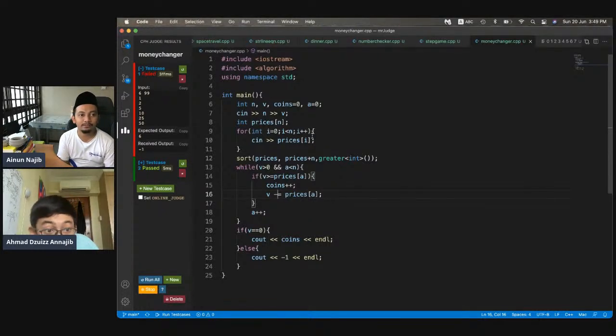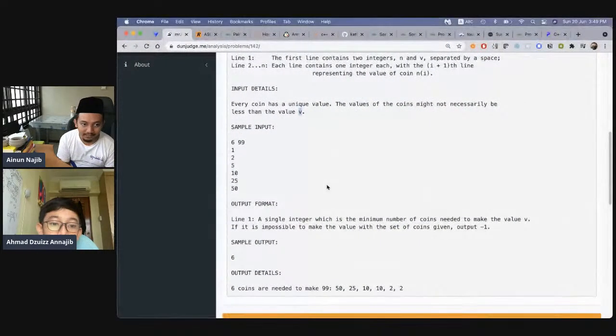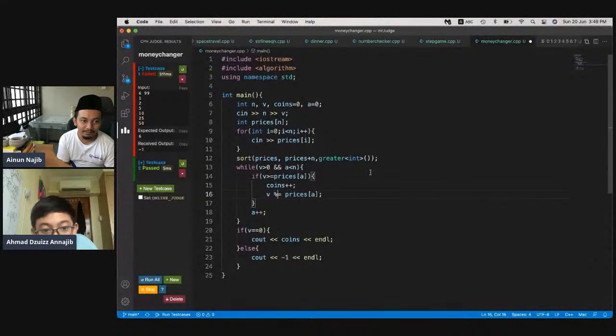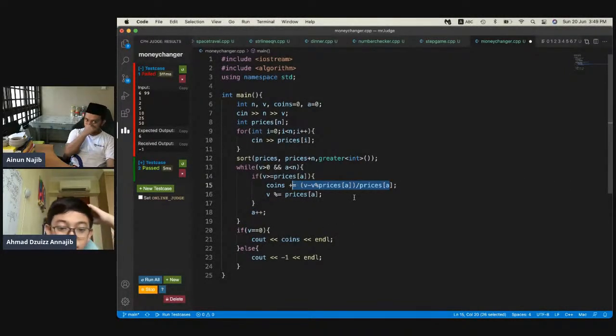Sorry. So sorry. Can we look at the problem? I think we can do multiple times. Yeah. Can you look at the problem, the explanation? 6 coins are needed. Okay. See, it's used multiple times. Sorry. Can we use multiple times? Okay, so this one is correct.